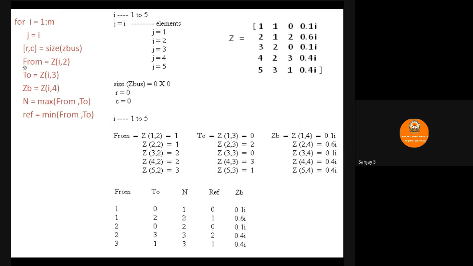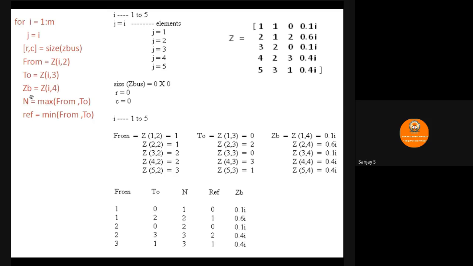Then from, to and ZB, from your Z matrix, they are segregated. So second column of your Z matrix is saved into from. So this is the second column, as you can see, 1, 1, 2, 2, 3. Then third column is saved into to. Third column is 0, 2, 0, 3, 1. This is the third column that is saved into to. Then z of I comma 4, fourth column, is saved into zb. This is the fourth column: 0.1i, 0.6i, 0.1i, 0.4i, 0.4i. This is saved into another matrix which is called as zb.